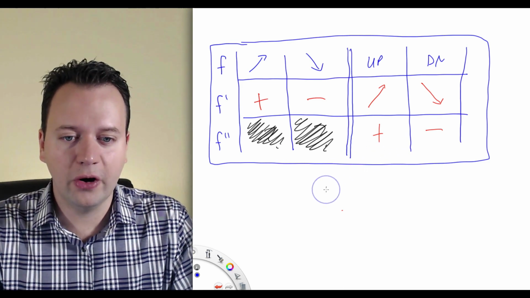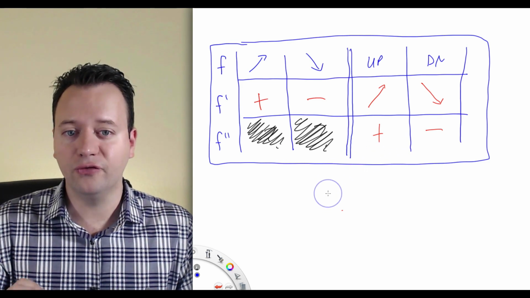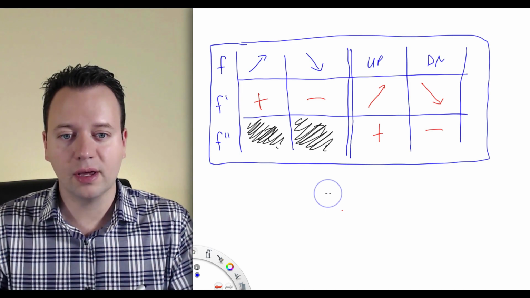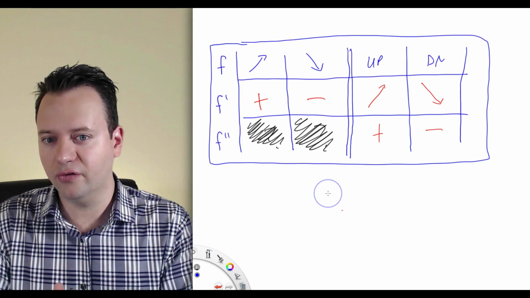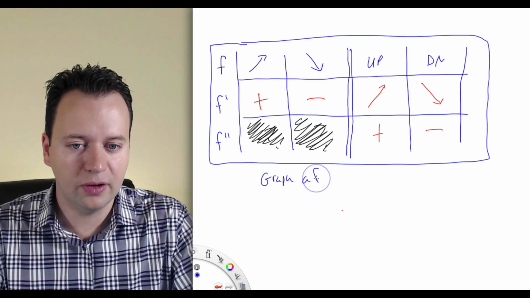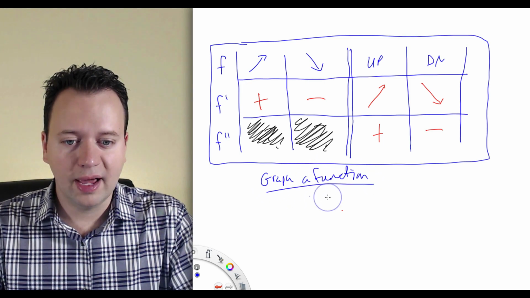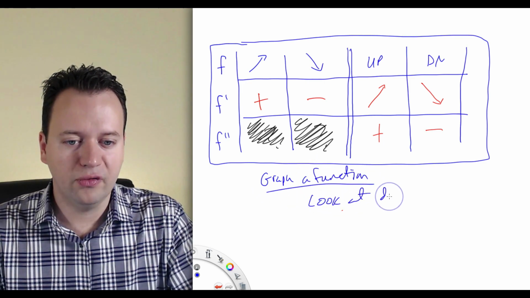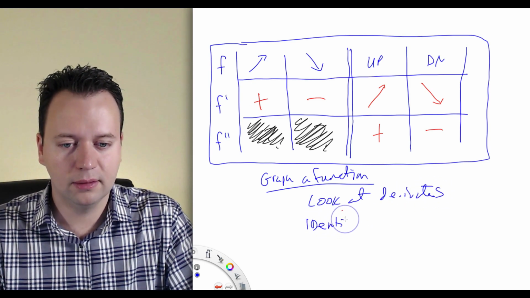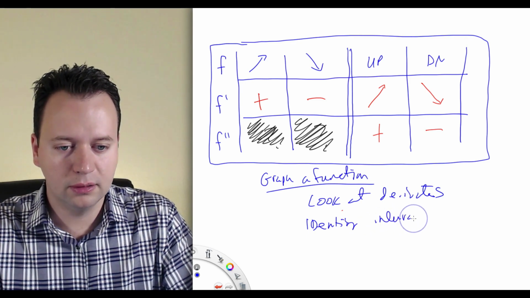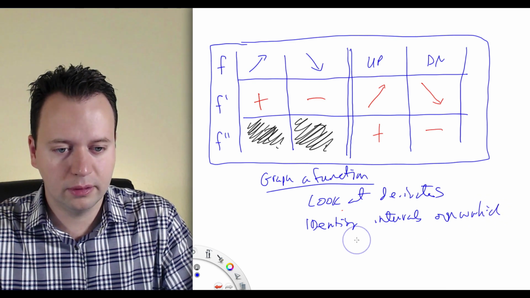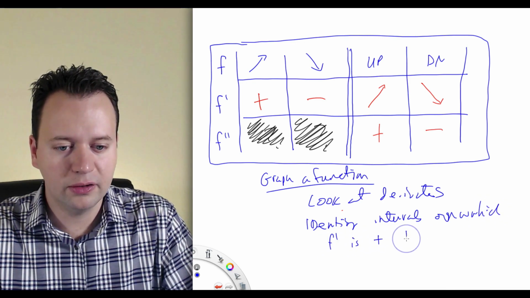So this is also very useful in drawing graphs of functions that you might not know what they look like, because we can look and say, okay, well, let's look at the derivatives of a function. So if you want to graph a function, this is the old way of doing it, you look at the derivatives. So you identify the intervals on which f prime is positive and negative.